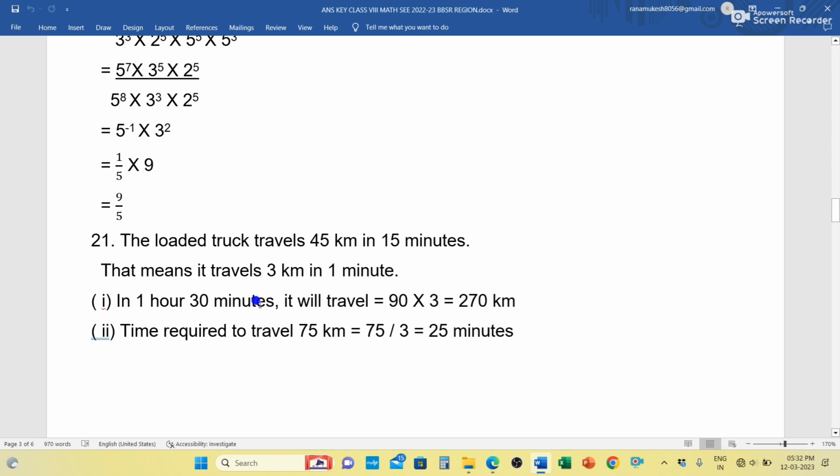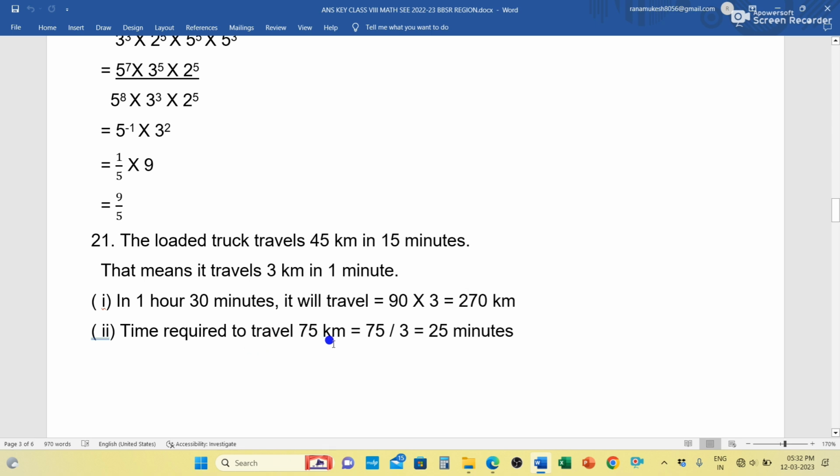Now in 1 hour 30 minutes, it will travel... 1 hour 30 minutes equals 90 minutes, because 1 hour is 60 minutes, 60 plus 30 is 90. So 90 multiplied by 3, because in 1 minute it travels 3 kilometers, so 90 into 3 equals 270 kilometers. So in 1 hour 30 minutes it will travel 270 kilometers.